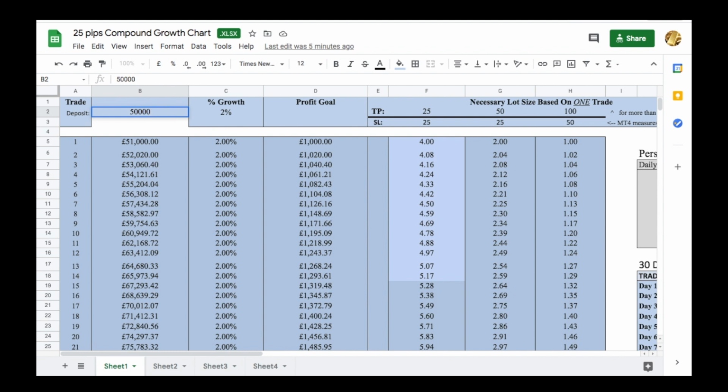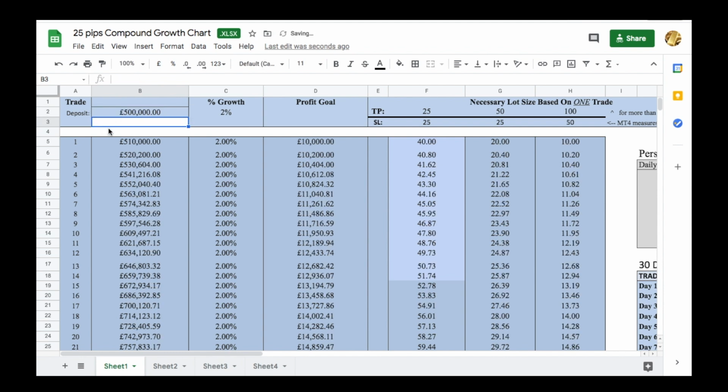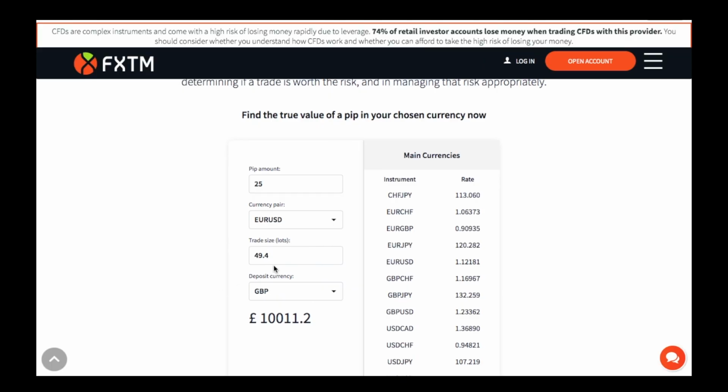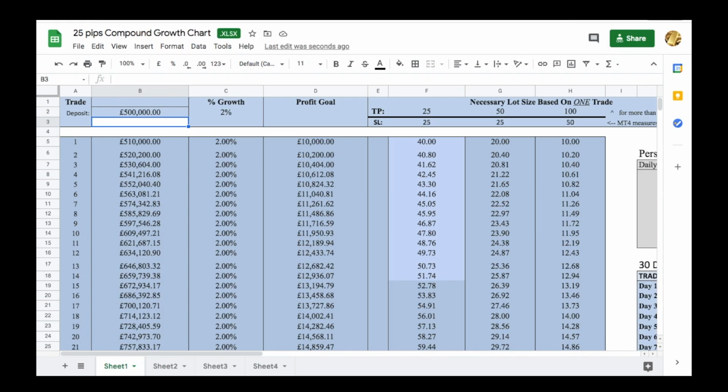You're going to put 500,000 here now. When you've got 500,000 here now, once again, it's the same procedure. I'm going to start my trade now. I can take a lot size at a 40 lot size if I want to make my 25 pips. But for me to be able to get a 10,000 profit goal off of Euro USD, let's just say that's my pair. So there you go. It's telling me that I need to be trading at least like a 49.4 for me to be able to get 10,000 GBP from Euro USD. So that's what I'll be doing for trade 1.